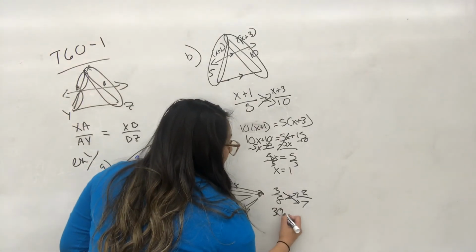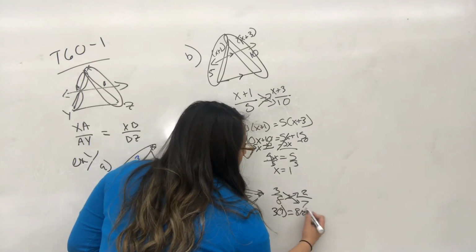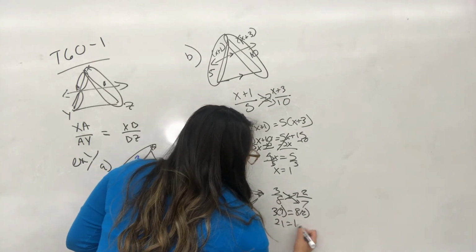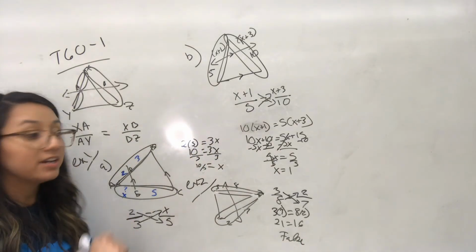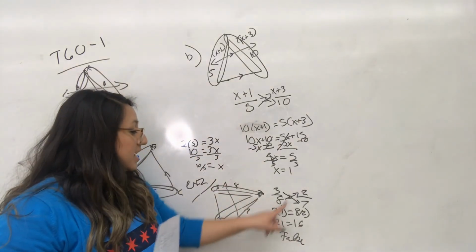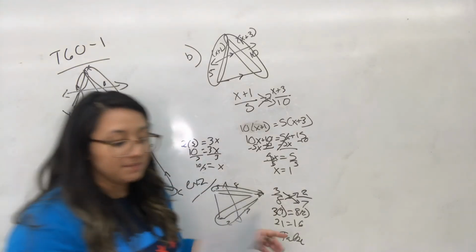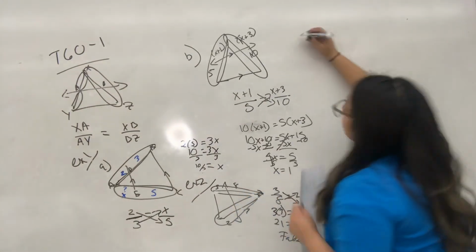So then you have 3 times 7 is equal to 8 times 2, and that is 21 equals 16. They're asking us, are they proportional? No, they are not. They are not proportional because the numbers do not match up. Math, everything always matches up.